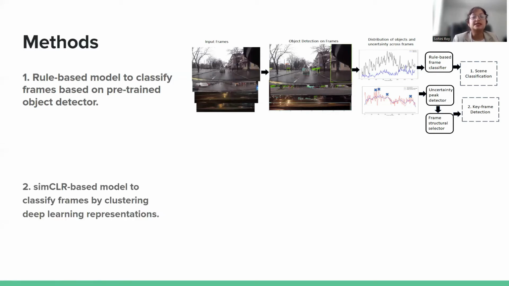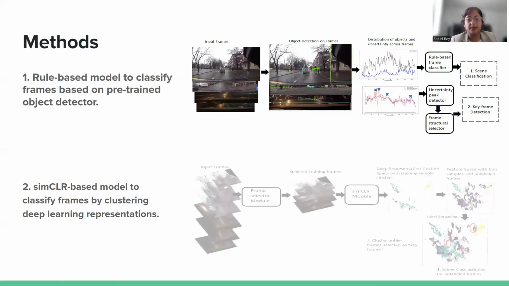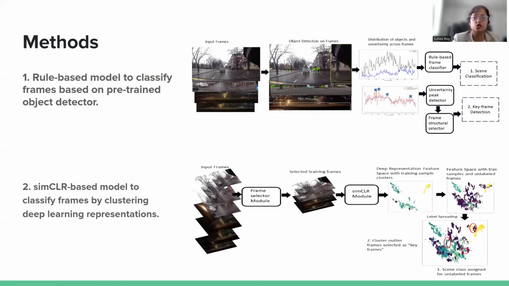The second one is the SimCLR based model. This is a contrastive learning approach to classify the frames by clustering the patterns. Again, what we do in this case is, first off, you have this whole video frame sequence. But here, the first task is to eliminate the frames that are very similar to one another. Now think about it. If you have a 30 frames per second frame rate, subsequent frames will be very similar to one another. That's the reason why we have a structural similarity based method to eliminate the frames that are very subsequent to one another.